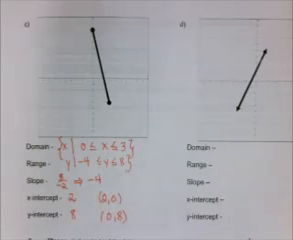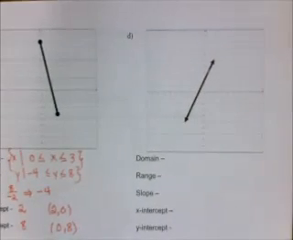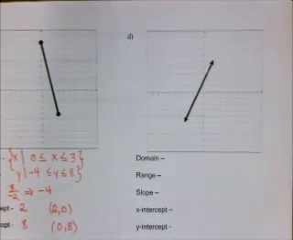If it was an open dot, then it would mean it's not including that. And you remember that from grade 9? All right, and then the last one for number 1.